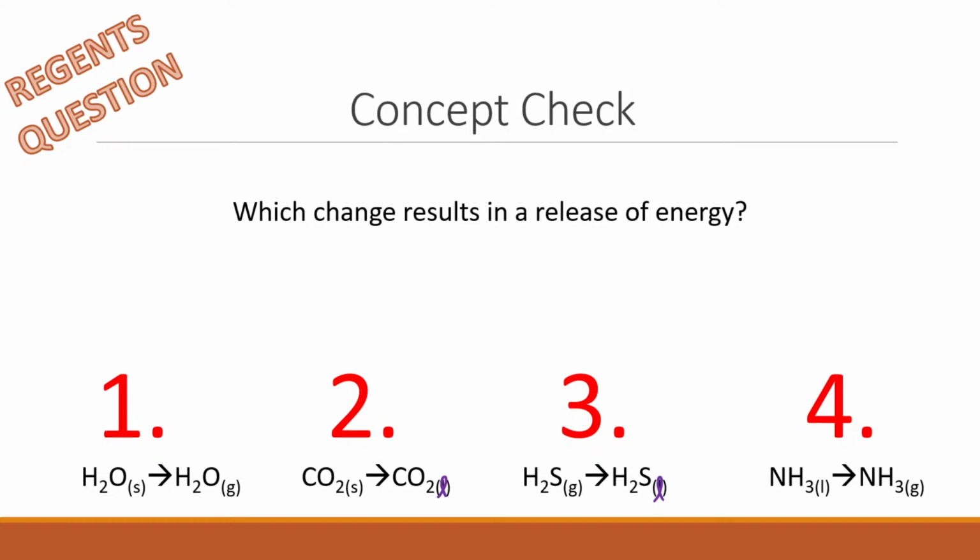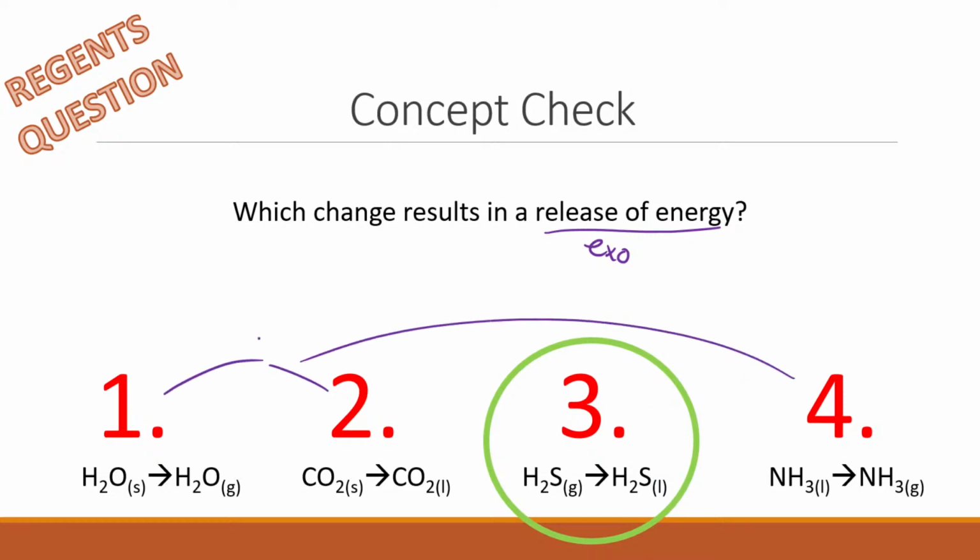For something to have a release of energy, we want it to be an exothermic process. The only one of these processes that is exothermic is going to be going from gas to liquid. We have to cool something down in order for it to go from gas to liquid, releasing or taking out that energy. All the rest of these options are endothermic processes. You need to heat up a solid to make it a gas, heat up a solid to make it a liquid, heat up a liquid to make it a gas, but cool down a gas to make it a liquid.